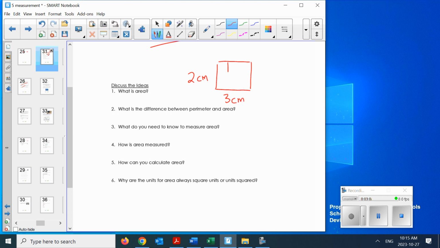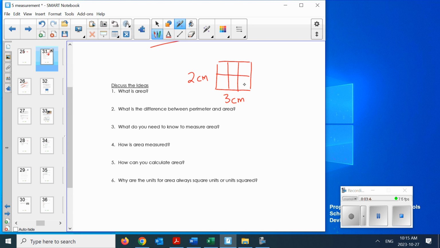If I was really carefully drawing it, this area is like how many of those centimeter squares I could fit inside the box. In this case, 2 times 3 is 6, and you can literally see I've got 1, 2, 3, 4, 5, 6 of those centimeter squares. So that's what the area is, the space that it takes up. The difference between perimeter and area is perimeter is a length, area is space.